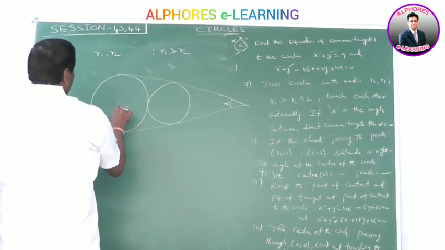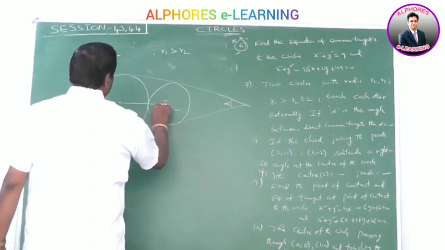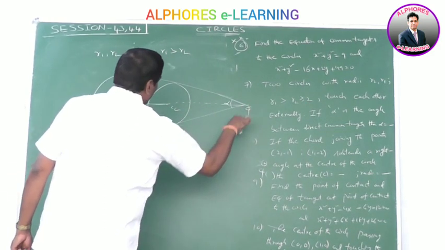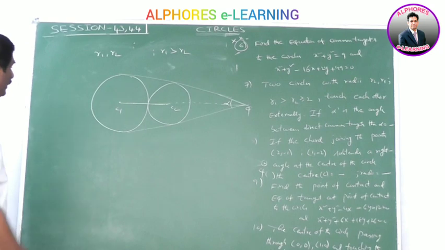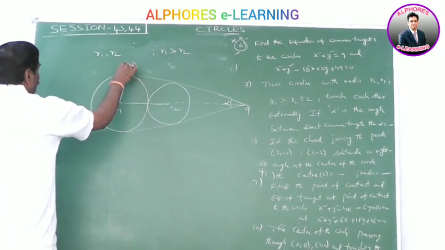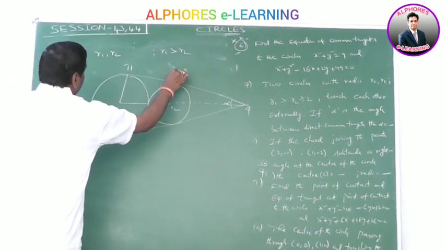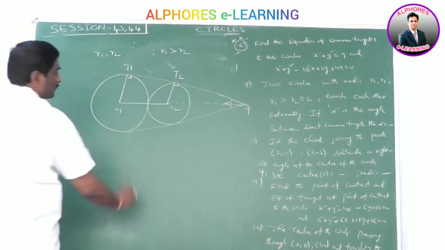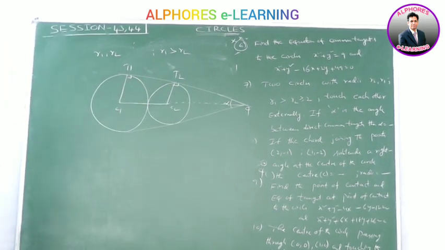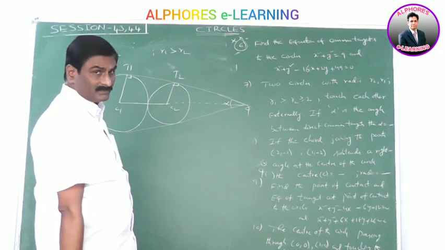So this is the center C1, and this is the center C2. Join C1, C2 and extend it; this point is Q. This is the external center of similitude. Suppose this is T1, this is T2, the points of contact, and these radii are perpendicular to the tangents. Okay. Now we find the value of alpha.